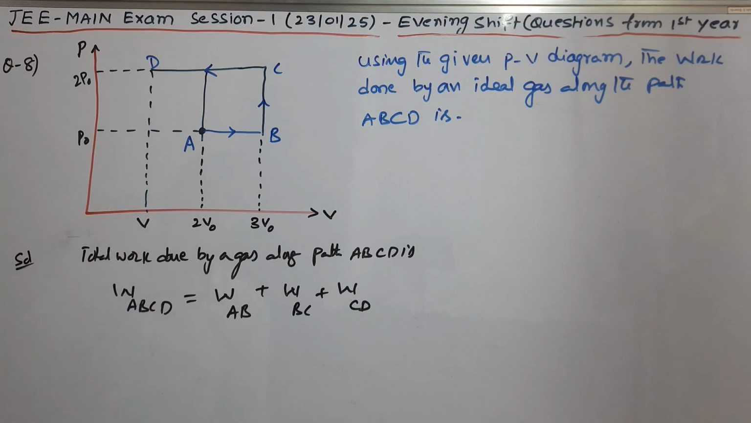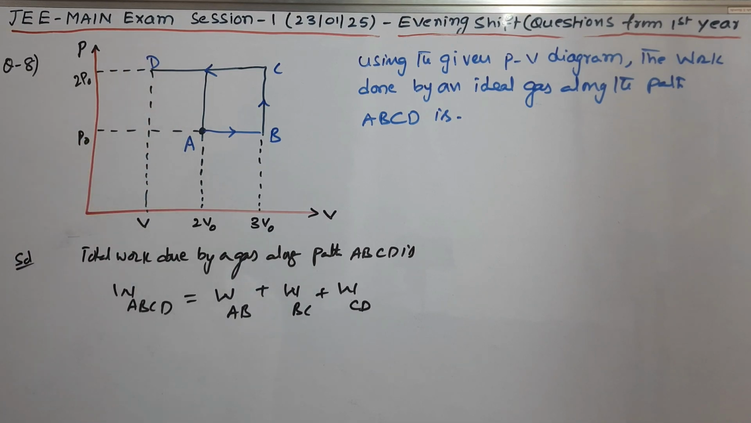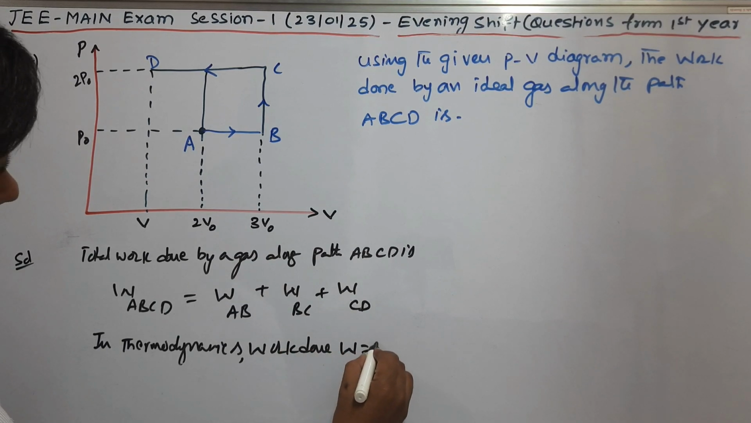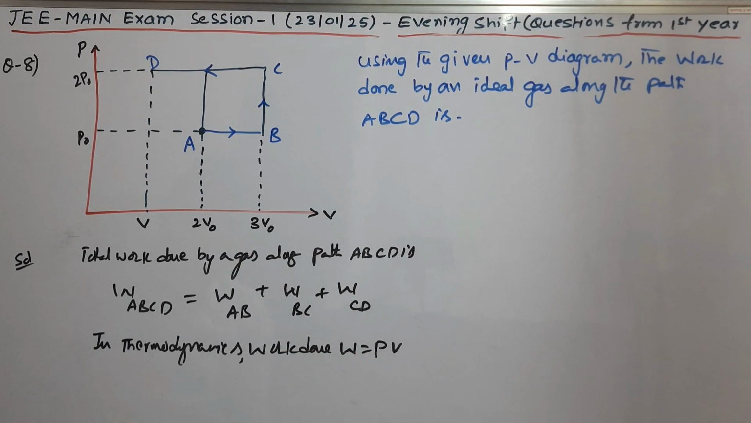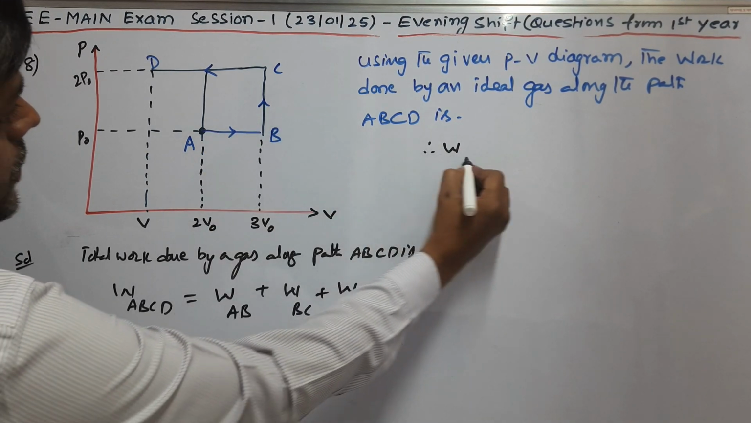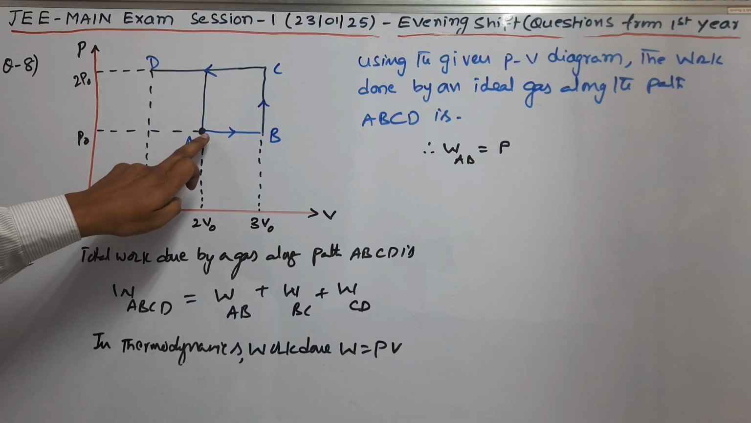You can calculate work done A to B, B to C and C to D, then you get the total work done by the gas from its initial state A to final destination D. So, in thermodynamics, you know, work done by a gas, work done W is equal to what? P into V, pressure into volume, isn't it? Therefore, work done by the gas from A to B is equal to, what is the pressure at A? P naught.